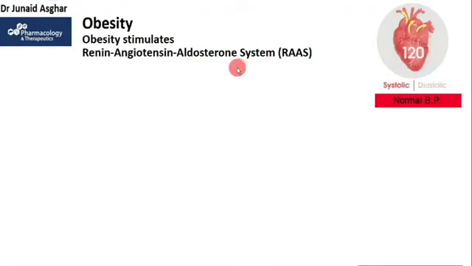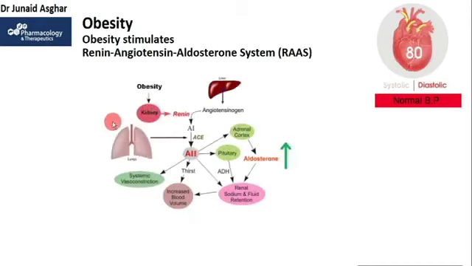regulation of blood pressure. Now, obesity also promotes endothelial dysfunction and insulin resistance. We shall discuss these two factors later in this lecture. The research shows that obesity increases the renin secretion from the kidney. Now, what is renin? Renin is an enzyme released by the juxtaglomerular cells of the kidney.